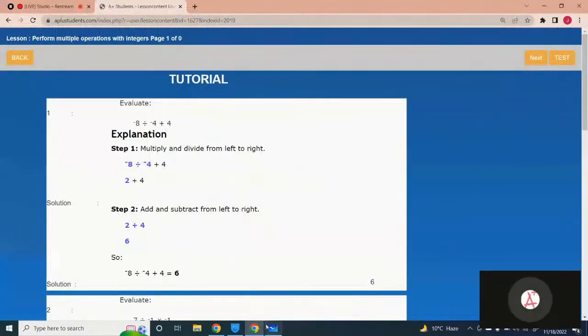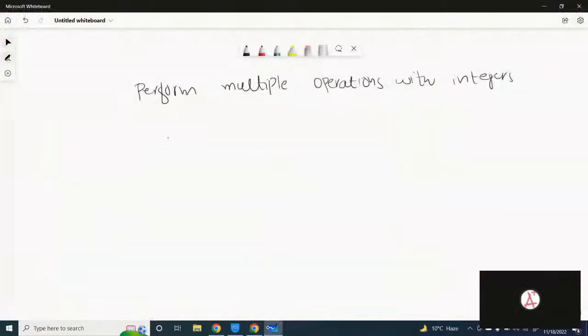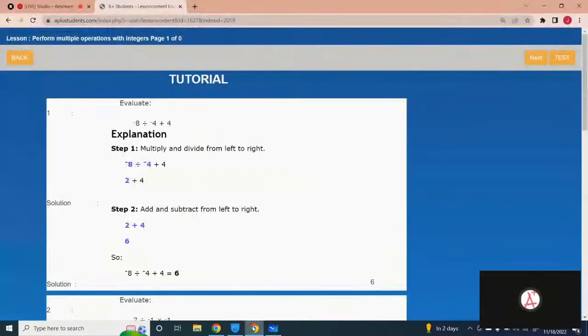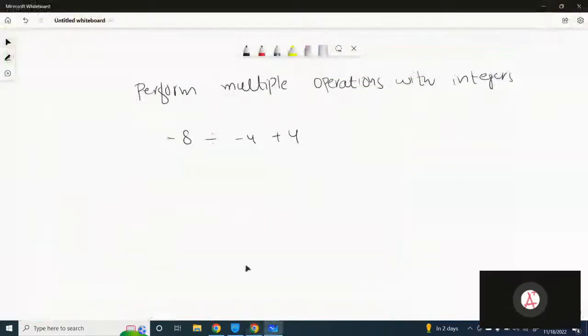Okay, negative 8 divided by negative 4 plus 4. Let me just confirm if it is the same question. Negative 8, yes, that's the same one. You have more than one operation in the question. They are division and addition. Division has the higher priority, so you have to divide first. Apply the same rules I've written for integers. Got it?